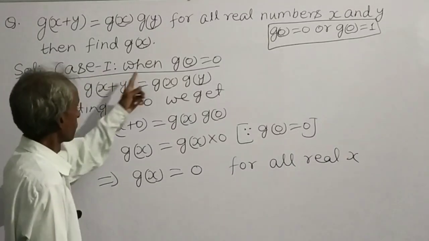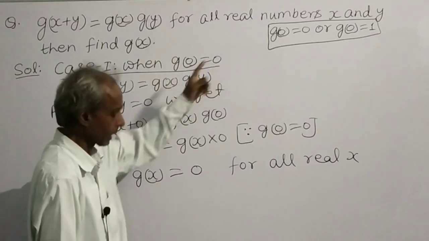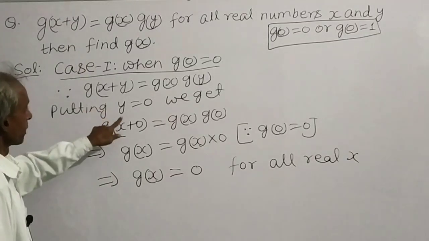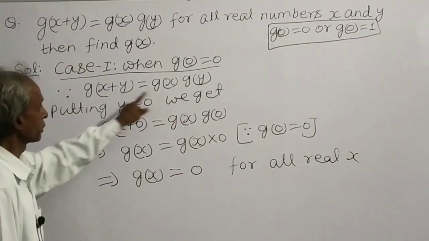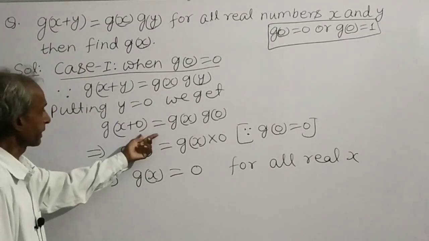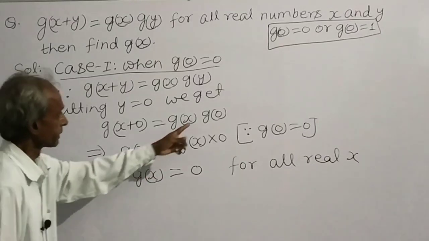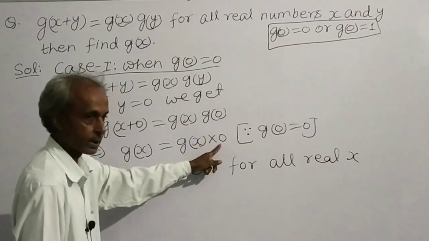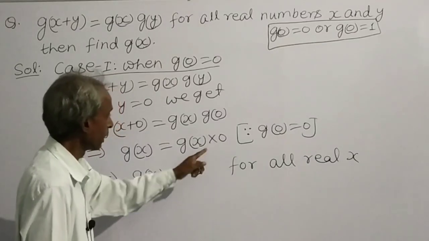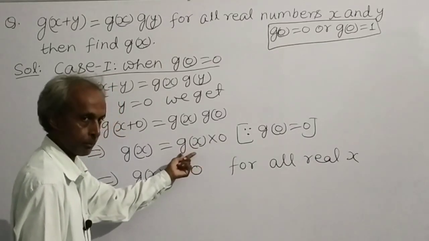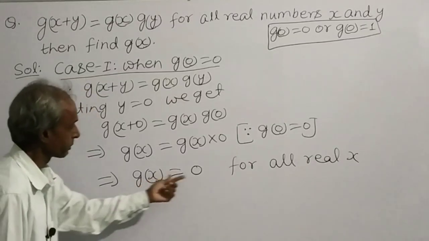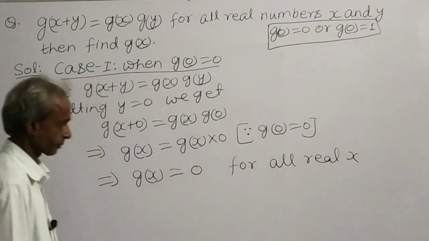Case 1, when g(0) is equal to 0, then we put y is equal to 0 and get this. Since g(0) is equal to 0, therefore here we will write 0. 0 times any number will be 0. That means g(x) will be 0.